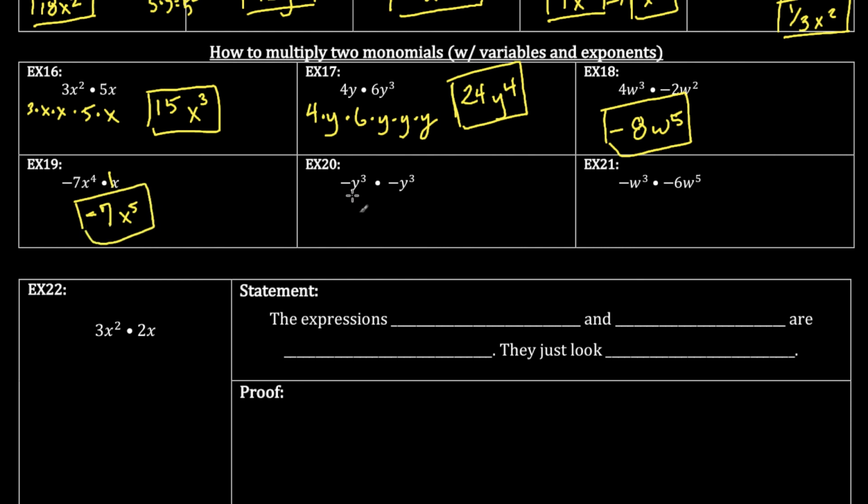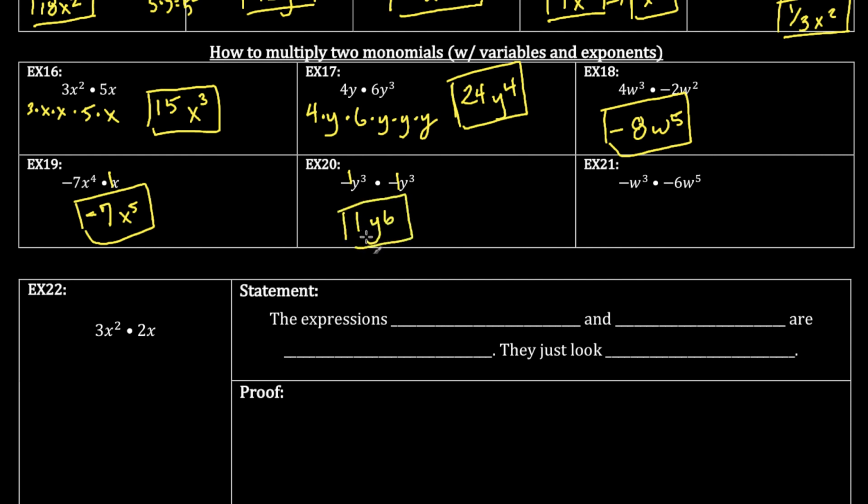It's negative y cubed times negative y cubed, negative y to the 3rd times negative y to the 3rd. I like to put these 1s. A negative times a negative is a positive. 1 times 1 is 1. Y times y times y times y times y times y. It's not 9. Some of you will see 3 times 3 and put 9. But remember, y times y times y times y times y times y is y to the 6th power.